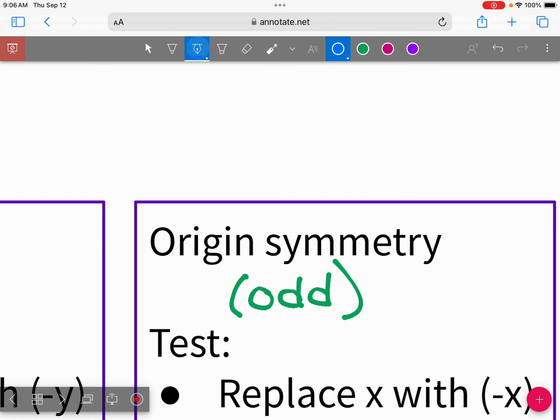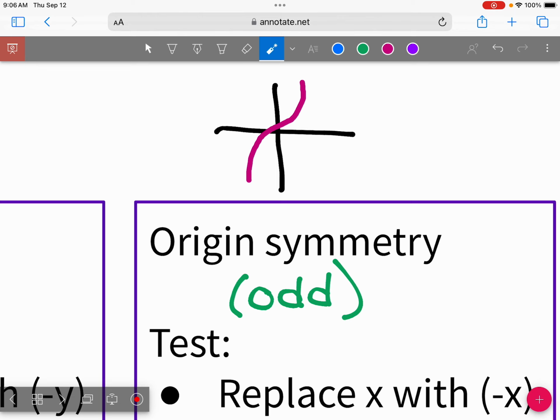Origin symmetry is when it's symmetric about our origin. It's usually called odd. Things like our cubic have origin symmetry, because that is a rotational symmetry. If I put a pin in it right at the origin and spun it, it would match back up. But we're going to test all these algebraically using what we have here.